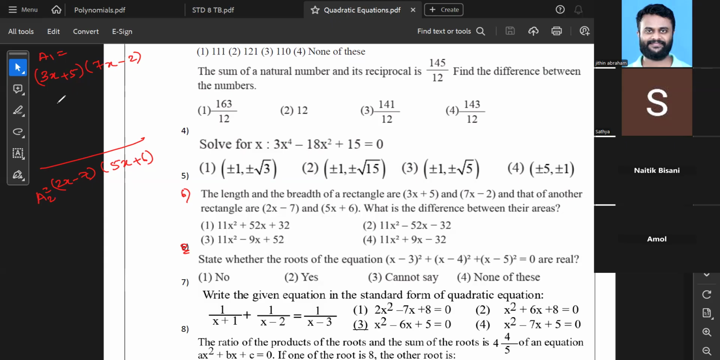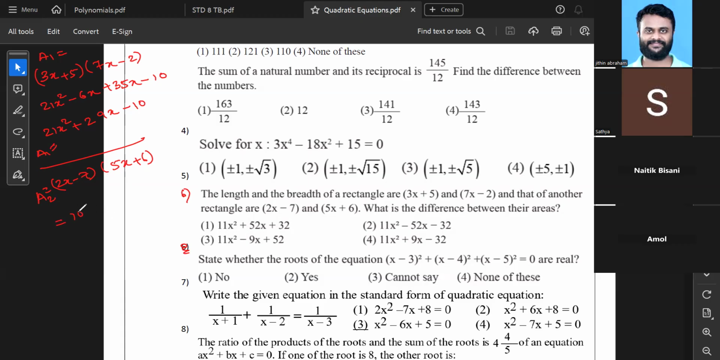So 3 into 7 is 21. So 21x square plus 3 into minus 2 is minus 6, so I'll write minus 6x. Then 5 into 7 is 35x. Then 5 into minus 2 is minus 10. So that gives me 21x square plus 29x minus 10. This is the first area. This is A1. And then A2 goes like this.